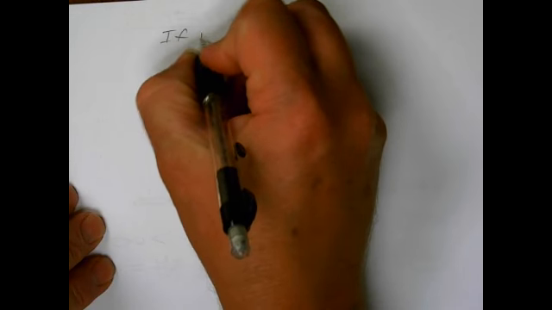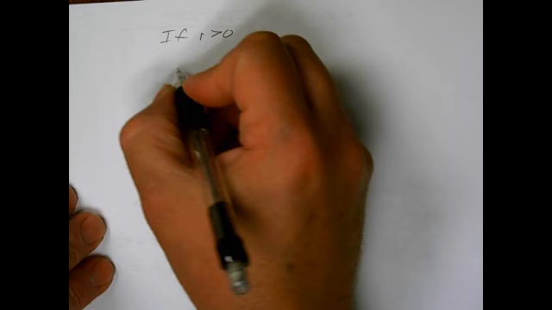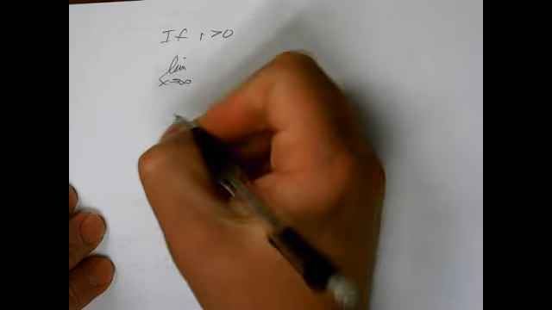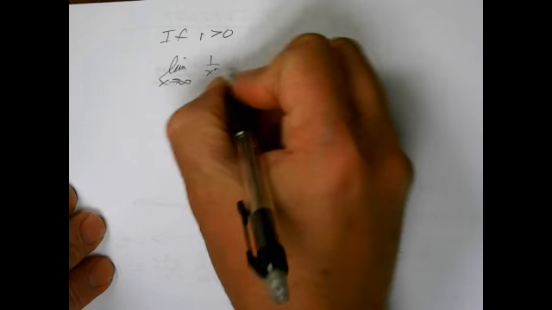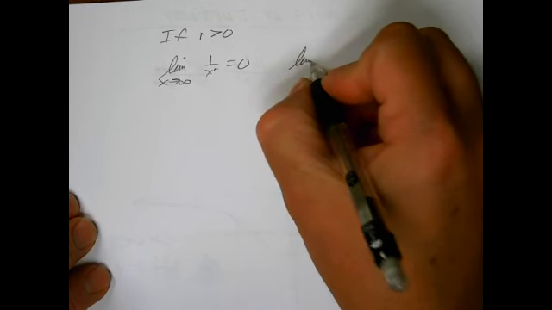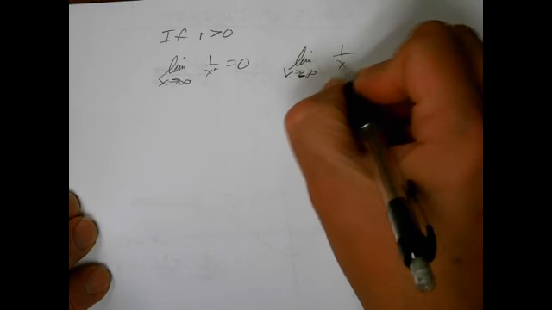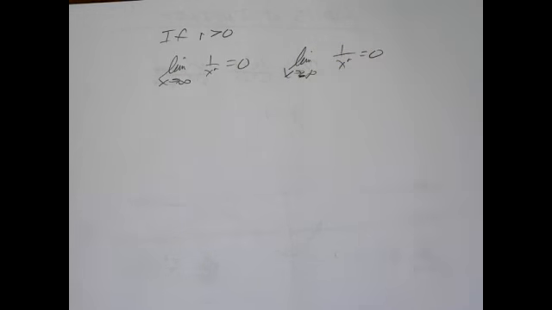If we have an r value that's greater than 0, then the limit as x approaches infinity of 1 over x to the r will be 0. All right? And on the same note, the limit as x approaches negative infinity of this same 1 over x to the r will also equal 0.